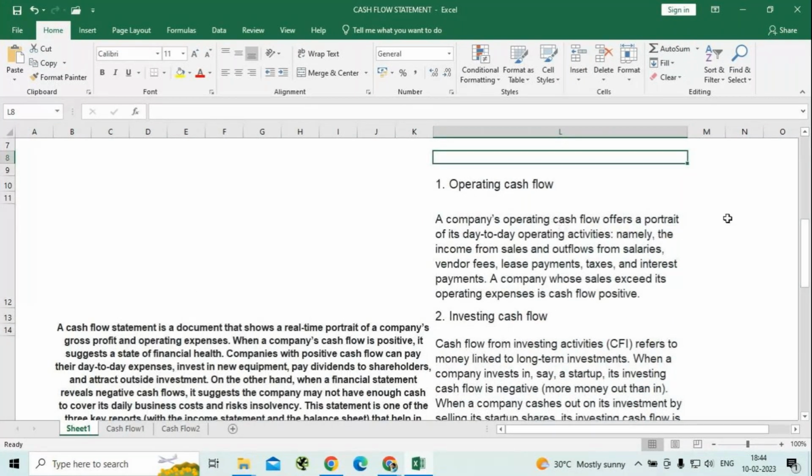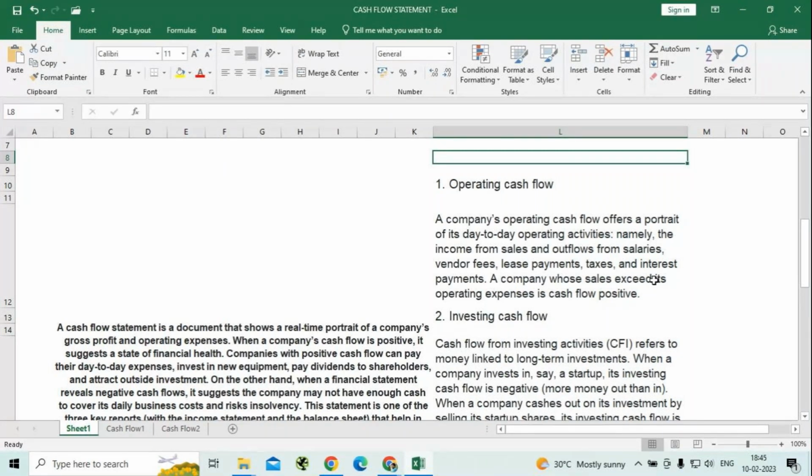Here, a company's operating cash flows offer a portrait of its day-to-day operating activities, namely the income from sales and outflows towards salaries, fees, lease payments, taxes, and interest payments. When we are able to earn more money to bear all these expenses of the daily activities, this is going to show as cash flow positive.